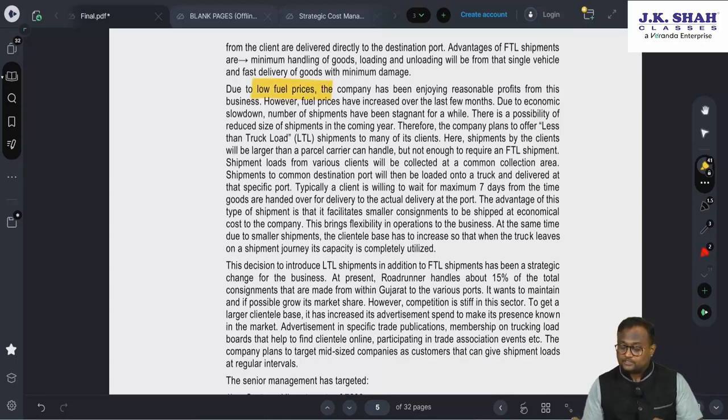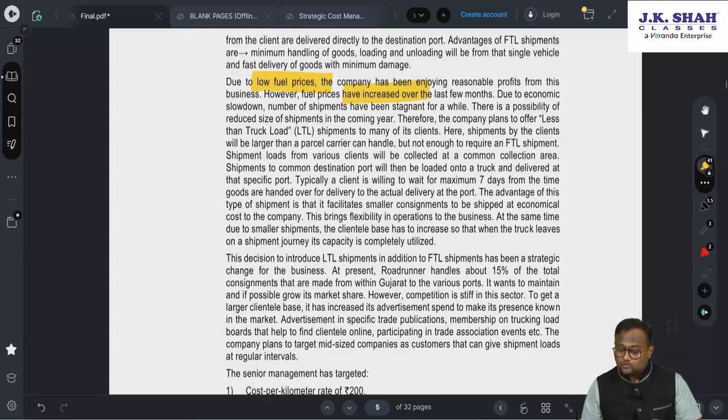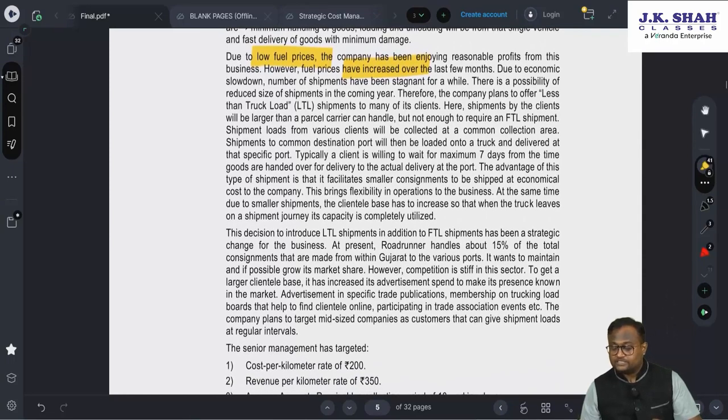Due to lower fuel prices, the company has been enjoying reasonable profits for business. However, fuel prices have increased over the last few months. Due to economic slowdown, the number of shipments has been stagnant for a while. So, your cost has gone up, but revenue has been the same. There is a possibility of reduced size of shipments in the coming year. Therefore, the company plans to offer less than truckload shipments to many of its clients.